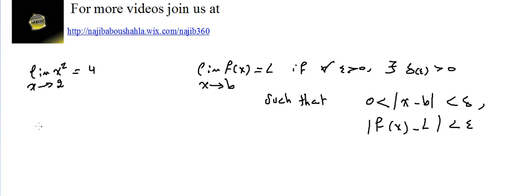This is the definition. How can we start here? What shall we do? We should find this delta, which is a function of epsilon. So suppose that this epsilon is more than 0 for sure and less than 4, less than L.